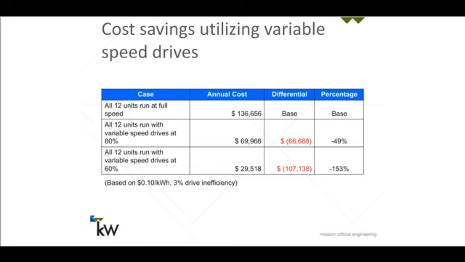And certainly, so many data centers operate at part load. Retrofitting variable speed drives onto constant volume fans in data centers that are operating at part load is a fantastic way to immediately reduce energy savings in your data center.